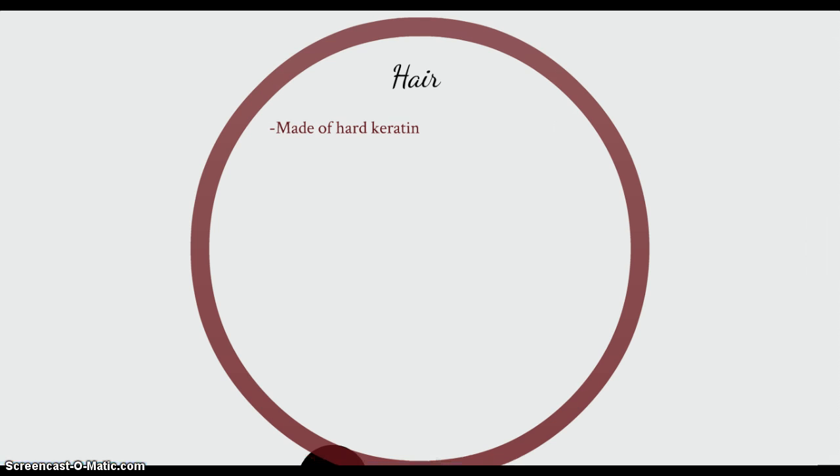So let's talk about the hair. Hair is made up of hard keratin as well, and the benefit of hard keratin is that it doesn't flake. So the main regions of the hair are the shaft, which we see, and the root, which is inside the skin. The layers of the hair itself, not talking about the follicle, are the medulla, the cortex, and the cuticle.